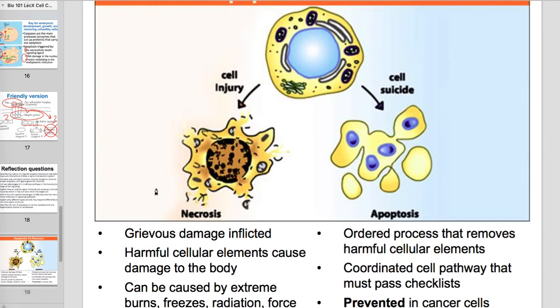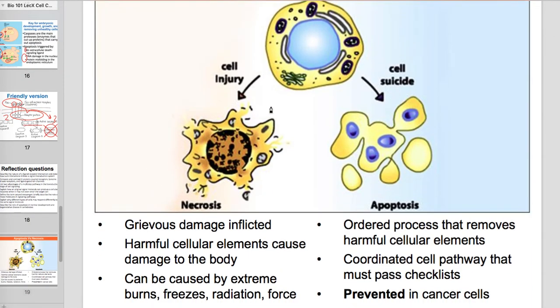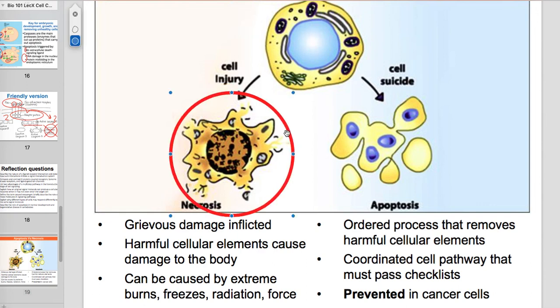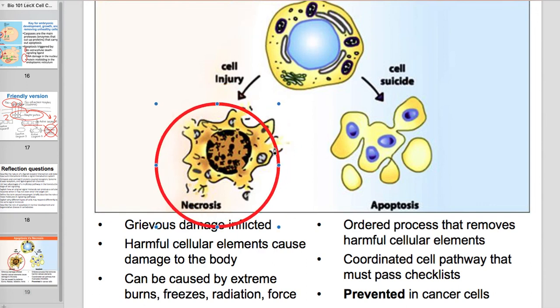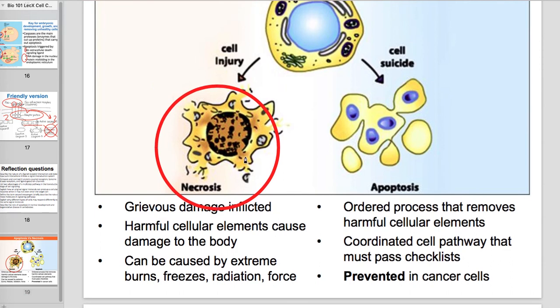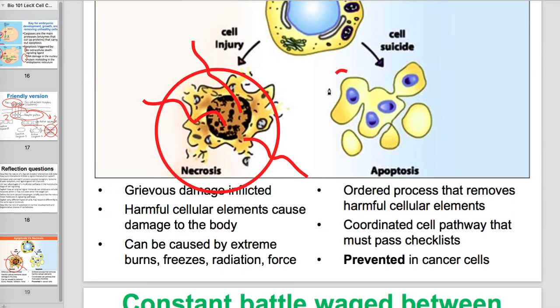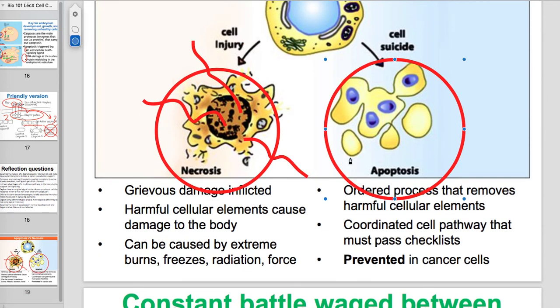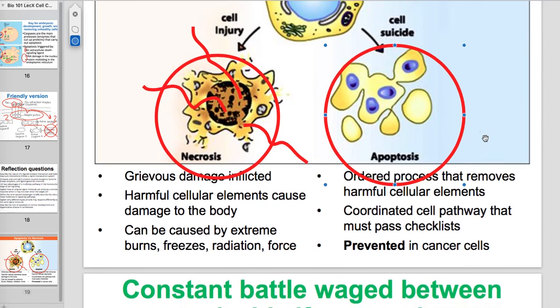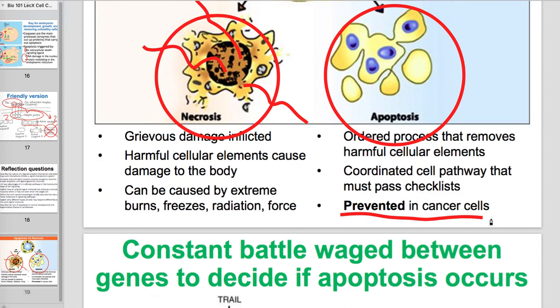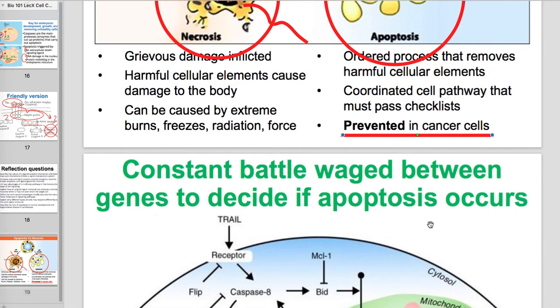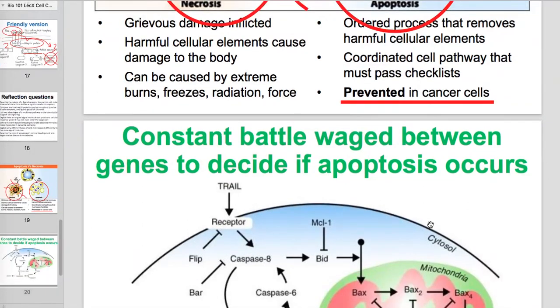So necrosis, remember, this is not an ordered process. This is just grievous injury. Something bad, really bad happened to the cell. All kinds of stuff is leaking out now. All these bad enzymes out of the cell are leaking. Everything's chaos. It starts hurting the cells around it. Apoptosis, remember, this is a pathway. We have the pathway and we can control it, usually. Again, in cancer cells, though, as we'll see, apoptosis is actually prevented so that they can keep surviving basically all this damage that they incur.